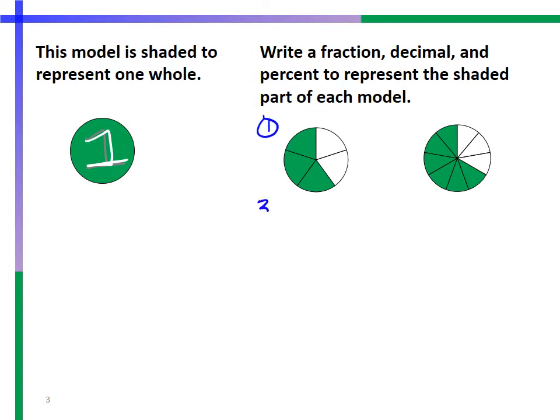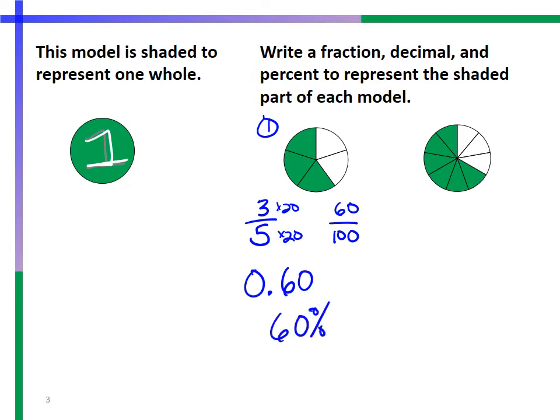So I have 3 pieces that are shaded out of 5. If I was going to represent that as a decimal, I can multiply the top and bottom by 20 to get to 100. Same with that as 60 over 100. Or I can write that as 0.6, 6/10, or 60 hundredths.